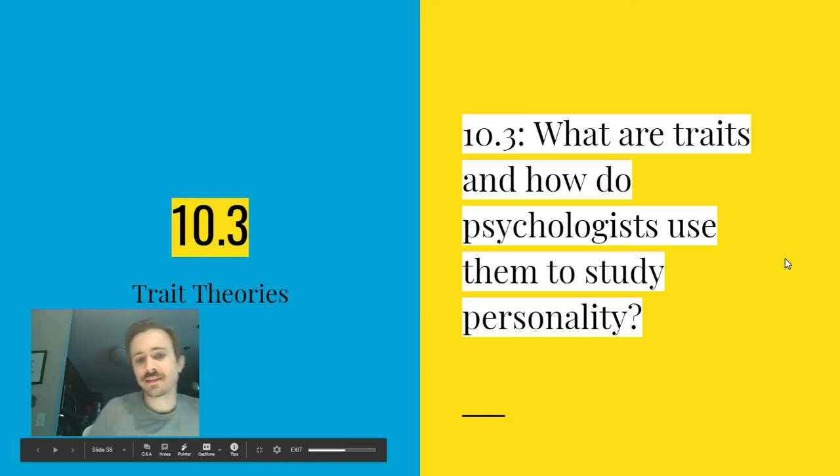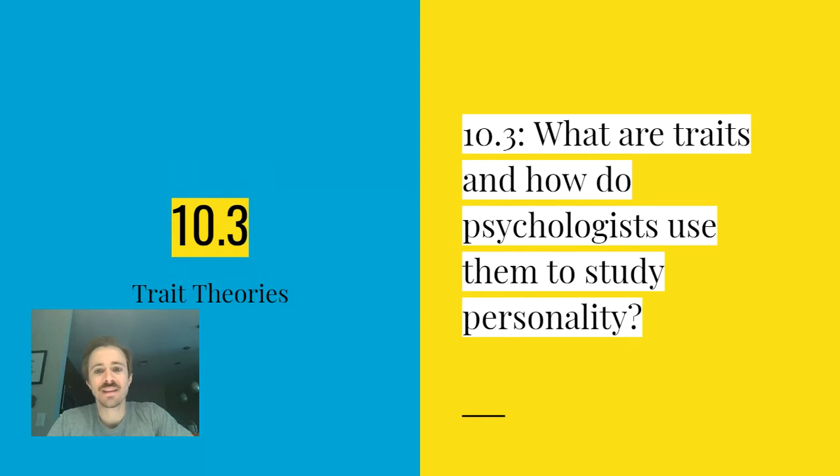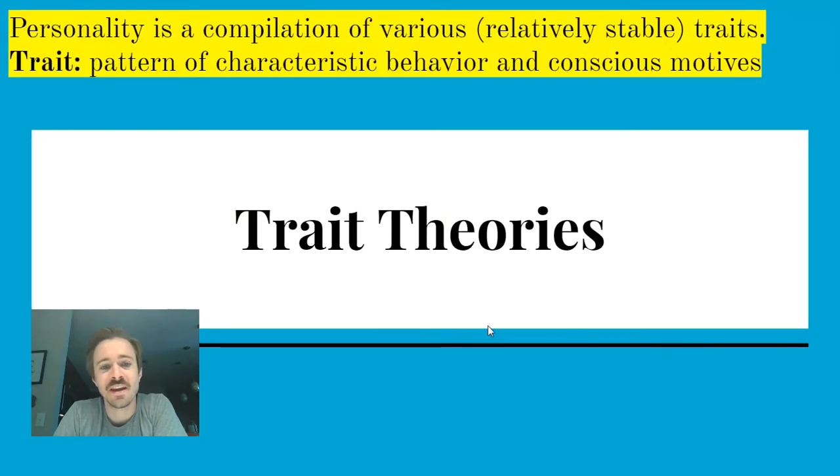All right, let's talk about 10.3. What are traits and how do psychologists use them to study personality? This is another form of pop psychology that you've likely looked into a little bit. We've all probably taken an Enneagram, a Myers-Briggs, an MBTI, any of those. If you take one of those, great. If you haven't, you'll get a chance to take one this week.